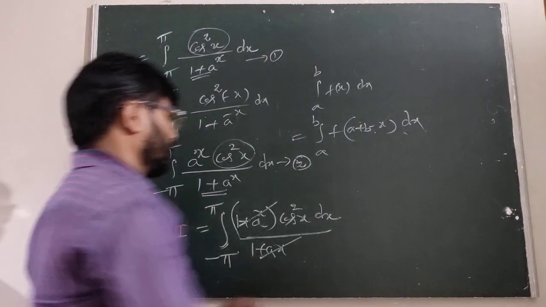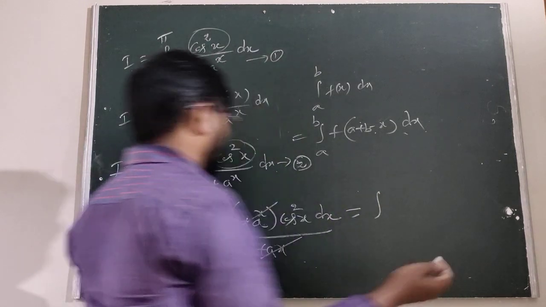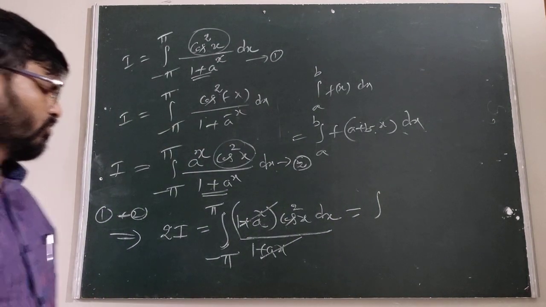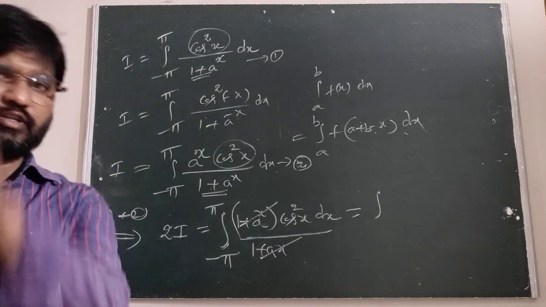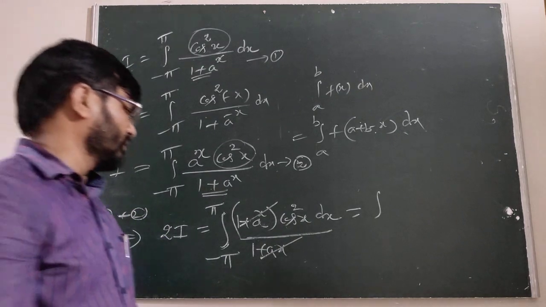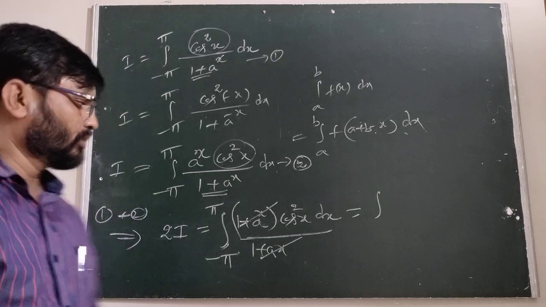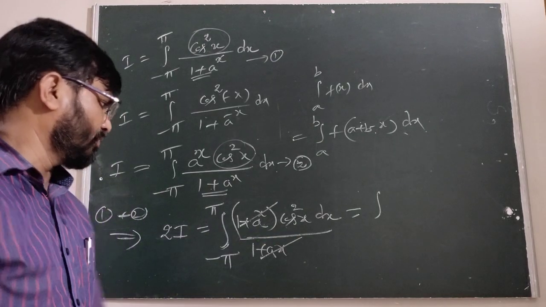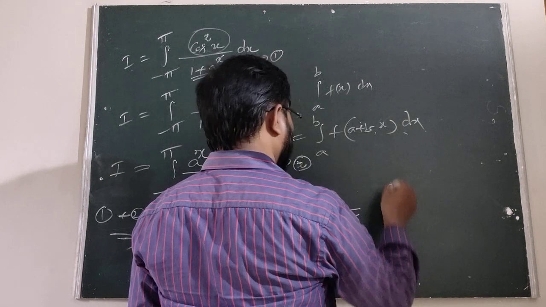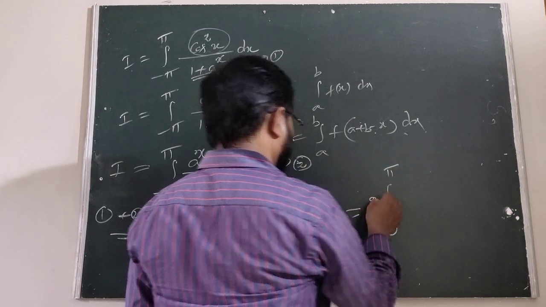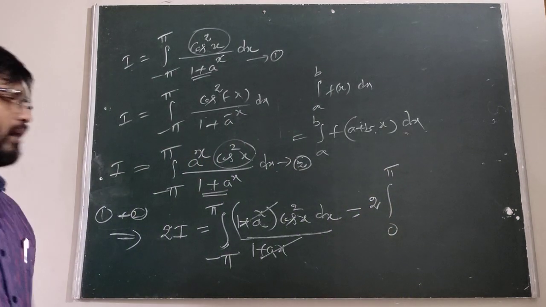How to write this, sir? So many methods are there here. One way: we can write cos square x as 1 plus cos 2x by 2. That is the first method. The other method is that this is an even function. Yes or no? Cos square x is an even function. So we can write this from 0 to pi, twice. Is it clear?